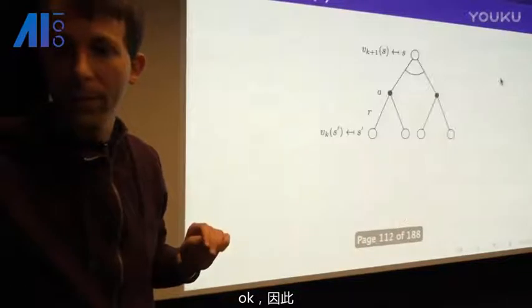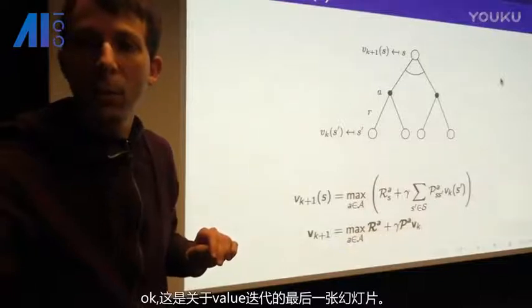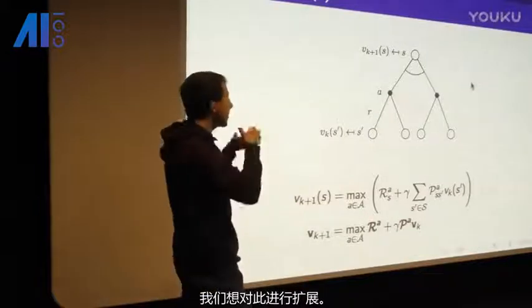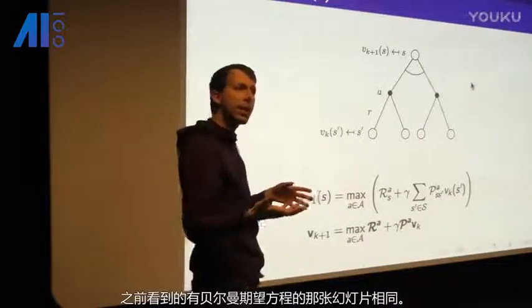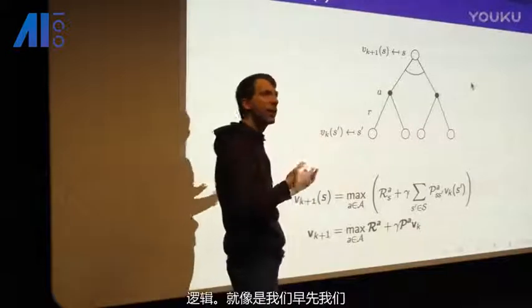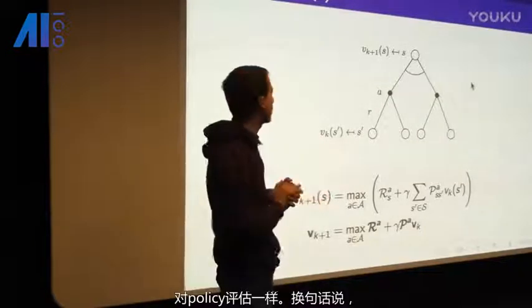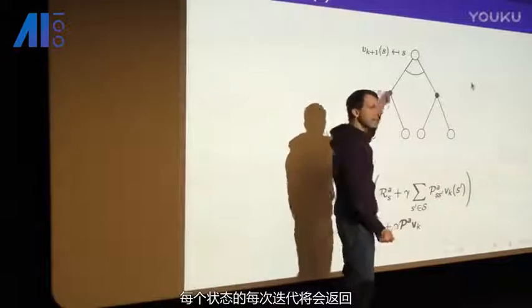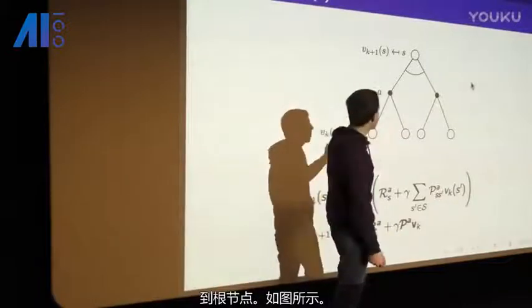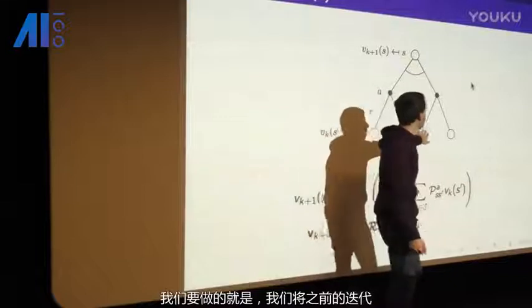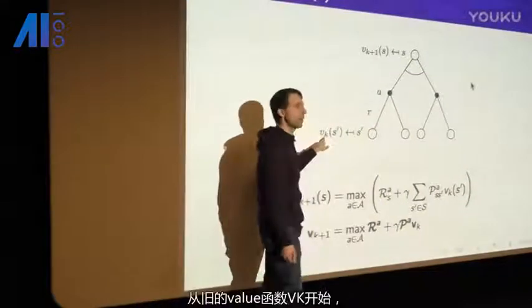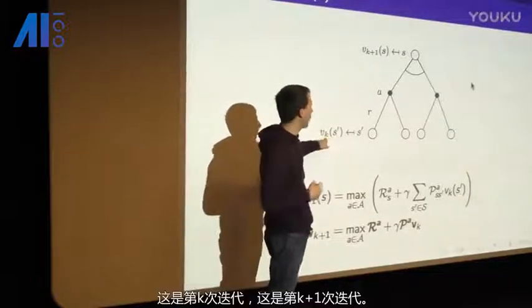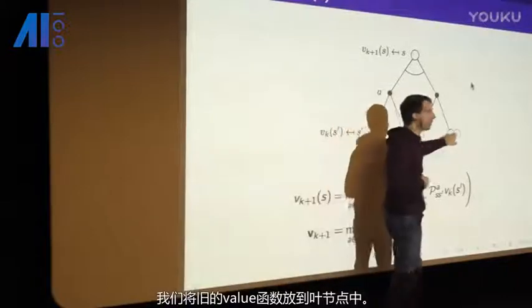Right, let's just get back to where we are. One last slide on value iteration before we move on to some extensions. This is the same slide we saw earlier for the Bellman expectation equation, just to say that the same logic applies for value iteration as for iterative policy evaluation earlier. We're doing synchronous sweeps. In every iteration, each state gets a turn to be the root of this diagram. We start off with our old value function vk, at iteration k of the algorithm, or iteration k plus 1. We put our old value function at the leaves.